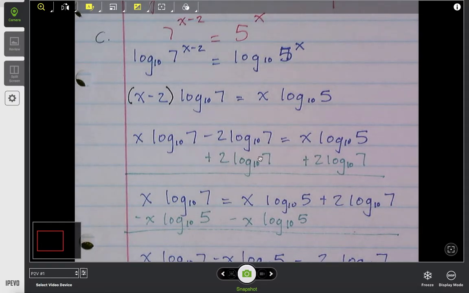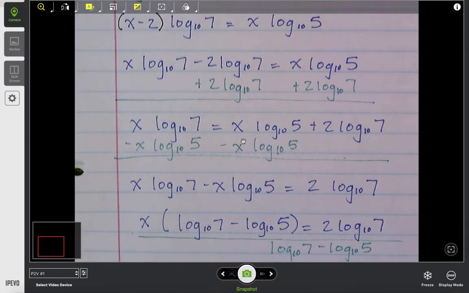So this is a pure number here. Think about this. Some power of 10 is equal to 7 times 2. So this is a pure number, but this is an algebraic expression. So I want to bring this x term over here and bring this numerical term here. So I'm adding 2 log 7 to both sides. And then the next step, I'm subtracting x log 10, x log 5 from both sides.